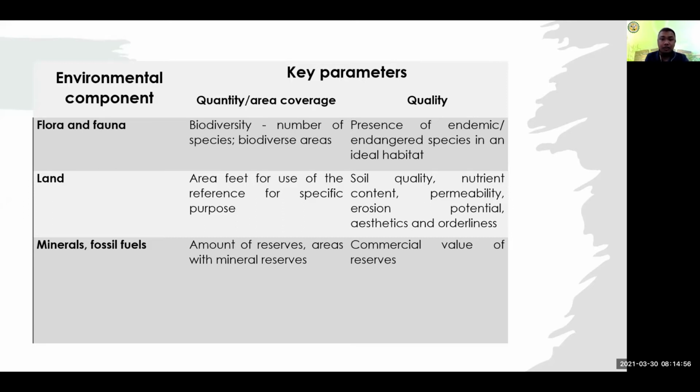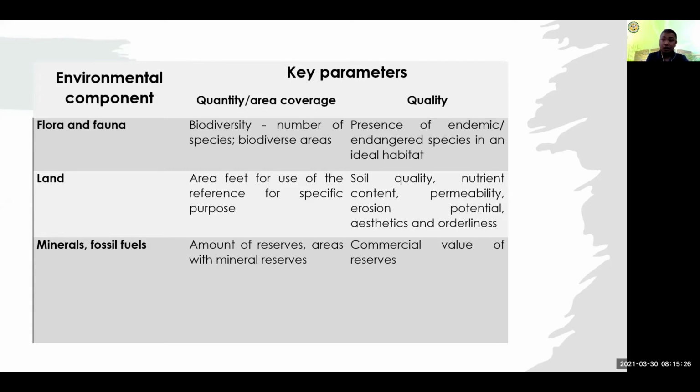Next, we have the land. This is the area fit for use of the reference for a specific purpose. When we are looking into the quality of the land, we are identifying its soil quality, nutrient content, permeability, erosion potential, aesthetics, and orderliness. So it means we are looking into the edaphic factors. So ano yung kalidad ng lupa?